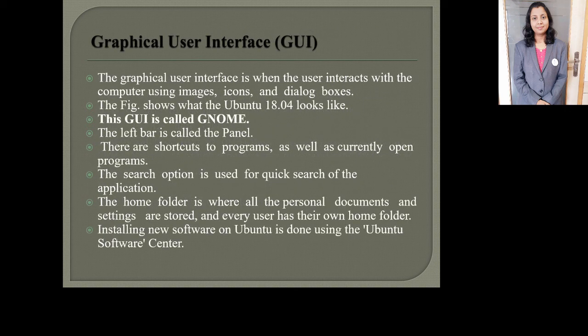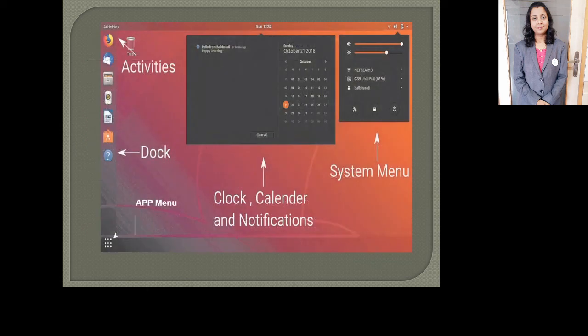The second topic will be the graphical user interface, the GUI. The GUI is when the user interacts with the computer using images or icons and dialog boxes. The figure shows what Ubuntu 18.04 looks like. In the next slide we will have the figure. So here you can see the figure of the GUI of Ubuntu Linux.